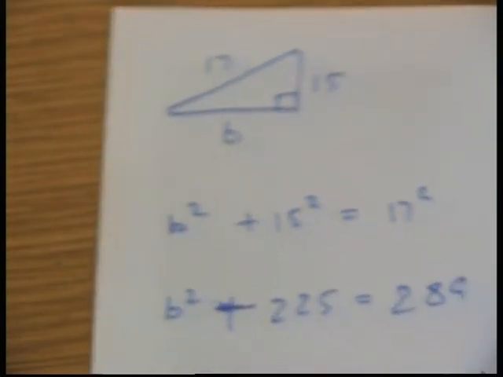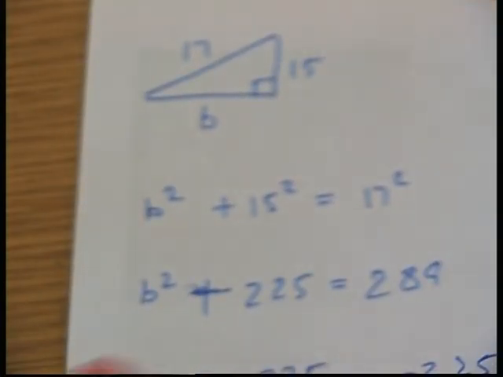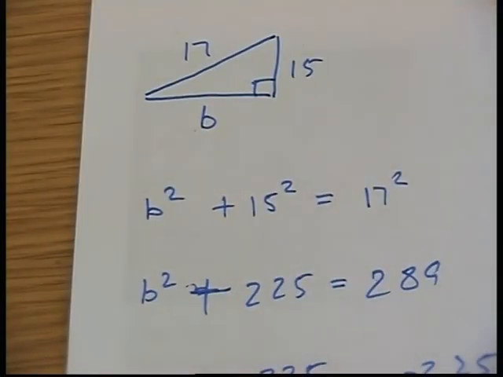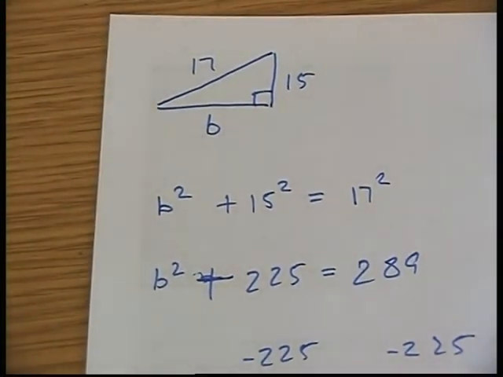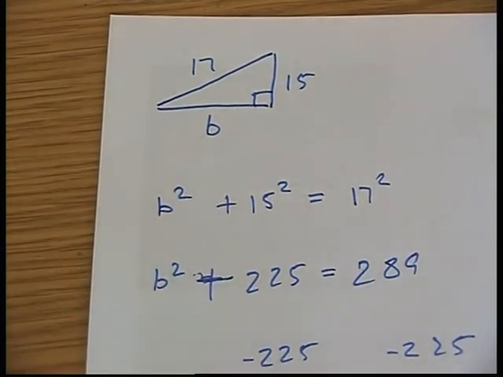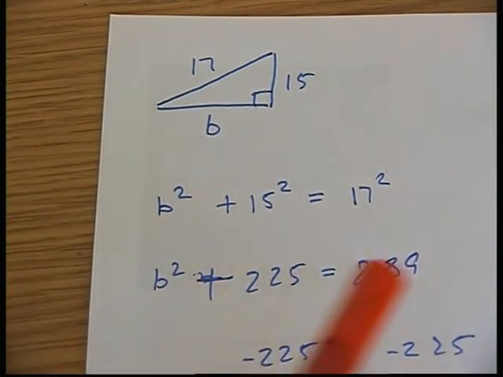What is 15 squared and what is 17 squared? 15 squared is 225, 17 squared is 289. So what is the extra thing? The extra thing is the 225 on this side. If we get rid of 225, we just have b squared by itself. So how do you get rid of 225? We minus 225 on this side, we minus 225 on this side, just like a normal equation.